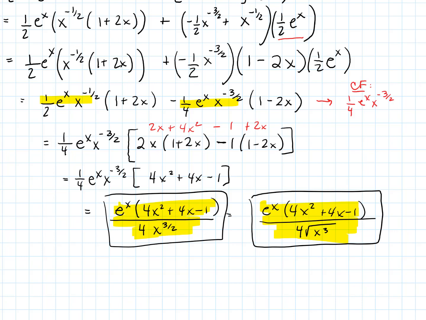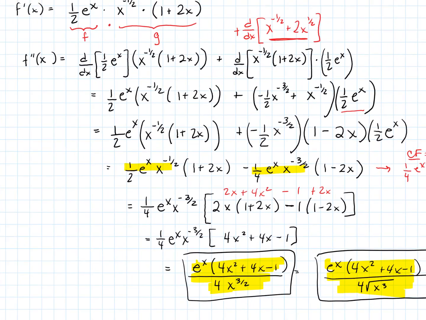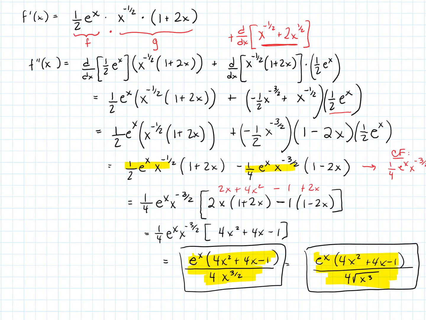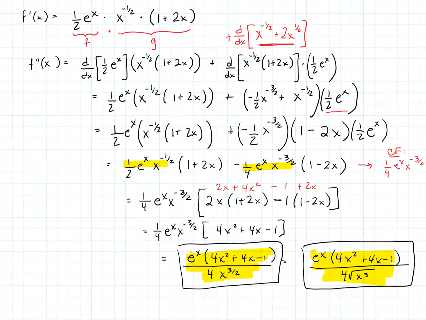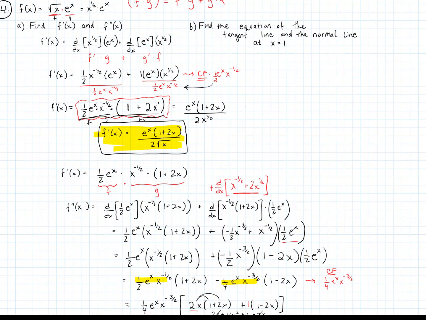And so here we go. So there's our second derivative. This was the second derivative of that original function, taking the first derivative and taking a second derivative with it. But now we're actually going to go back to that first derivative and do an application. We've been taking the derivative, but now let's do something with it. Let's find the equation of the tangent line and the normal line.